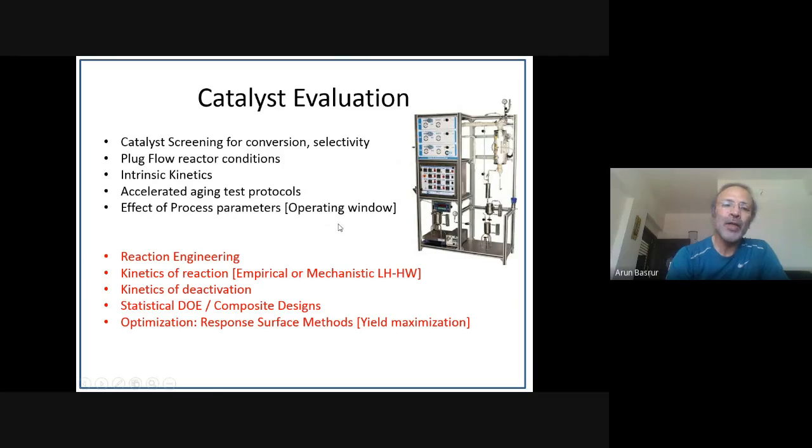And operating window, that is determining the effect of process parameters which give you the best performance, is also important. So principles of reaction engineering are applied in this. When it comes to kinetics of reaction, one can decide to go for a simple empirical model if one's objective is only to size the reactor.